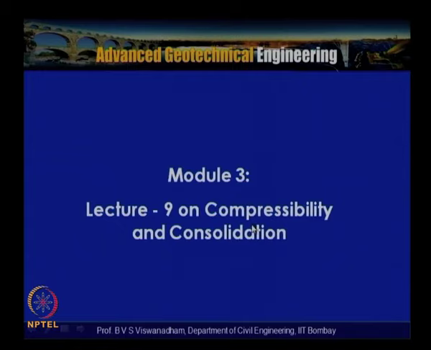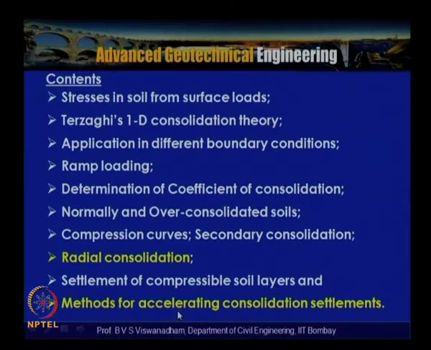So this is module 3, lecture 9 on compressibility and consolidation, and we are addressing the methods for accelerating consolidation settlements and the radial consolidation concepts. We said that the settlements are elastic settlement, primary consolidation settlement and secondary consolidation settlement. The majority of soils, particularly fine grained soils, exhibit a very high amount of primary consolidation settlement if they are normally consolidated or lightly over consolidated in nature.